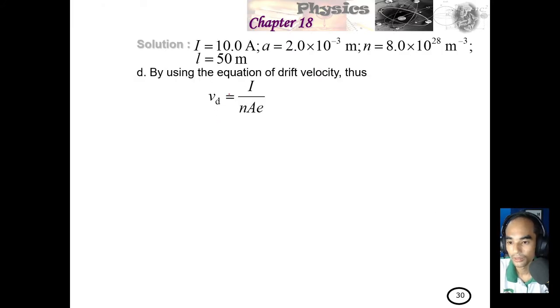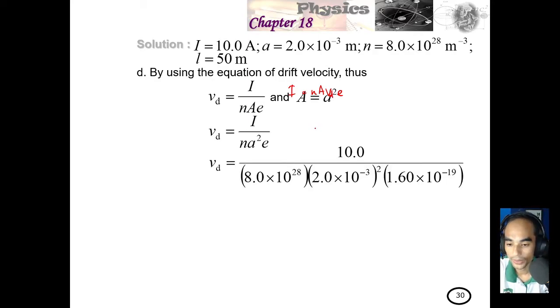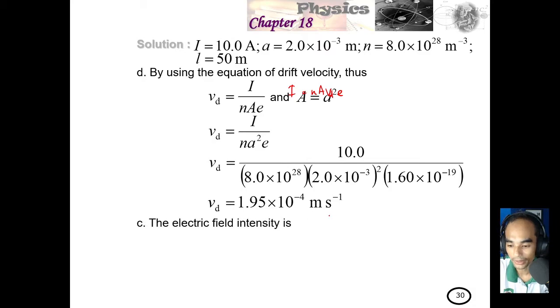Now number 2, the drift velocity of the electron, Vd. By using the equation of drift velocity, I equals n A e Vd, and A equals the side squared for the cross-sectional area. So Vd equals I over n A e. So Vd equals 1.95 times 10 power negative 4 meter per second. Okay, so it's actually very, very slow.